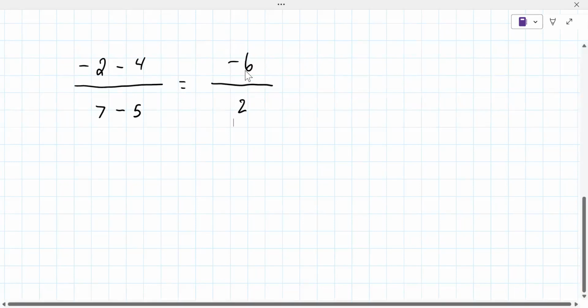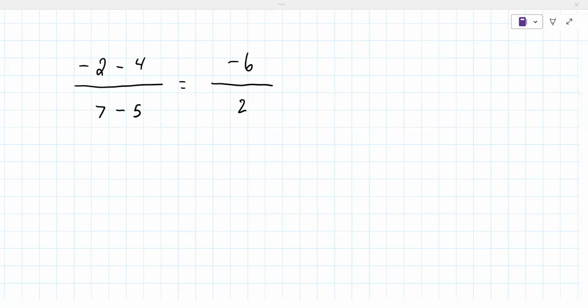Is 6 divisible by 2? Yes. And the answer is yes. 6 divided by 2, now you got to tell me what that is. What is 6 divided by 2? 6 divided by 2 should be 3. That's right. And so it becomes -3.